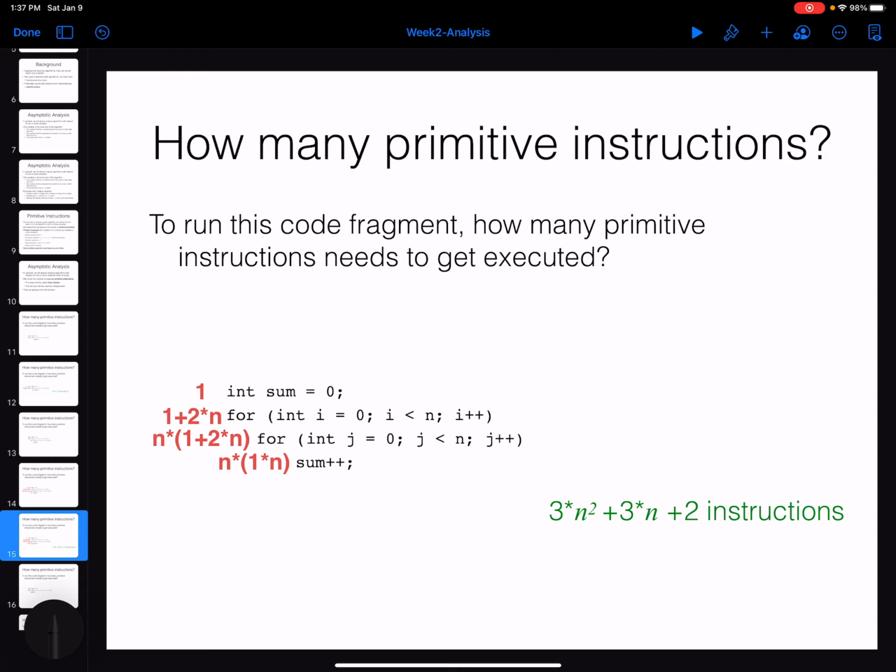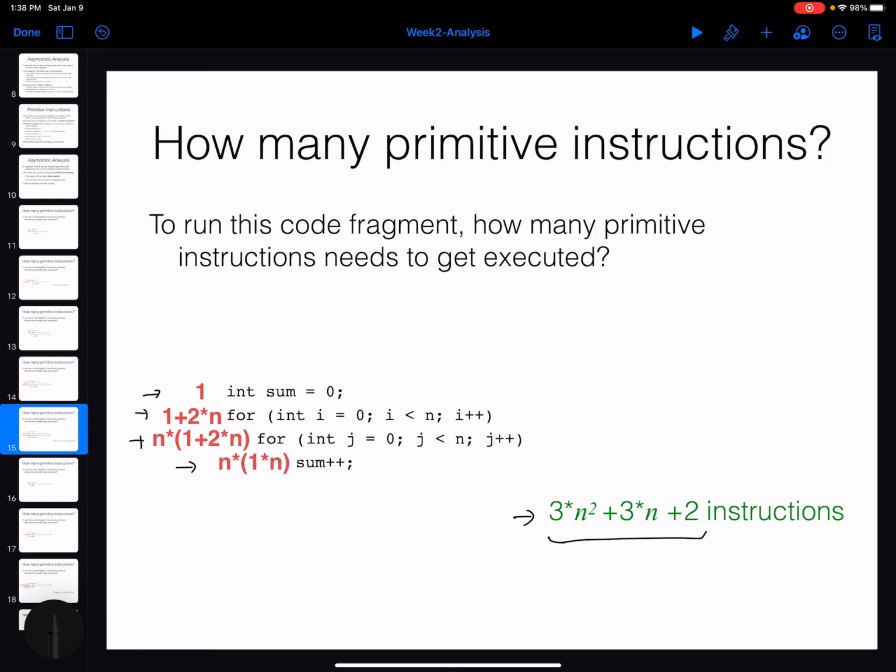Okay, if you add all of these, you would get another function, and now you can see that this function is completely different than the previous function. This is a quadratic function. The previous one was a linear function. Okay, so let's see another example.